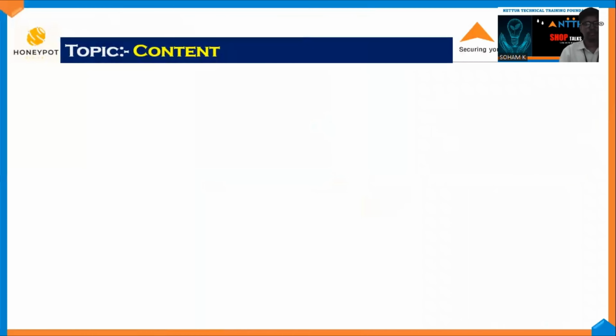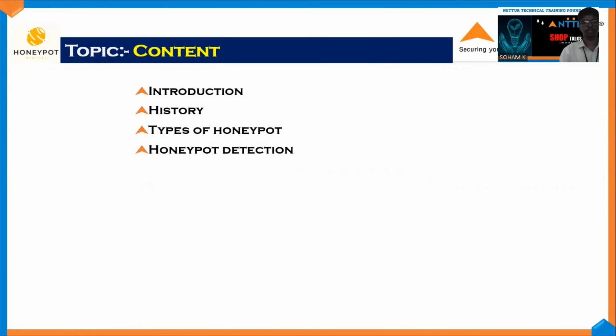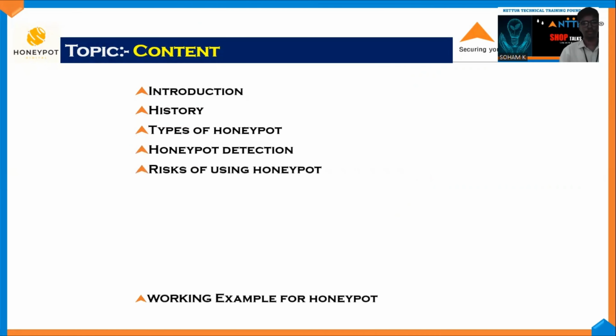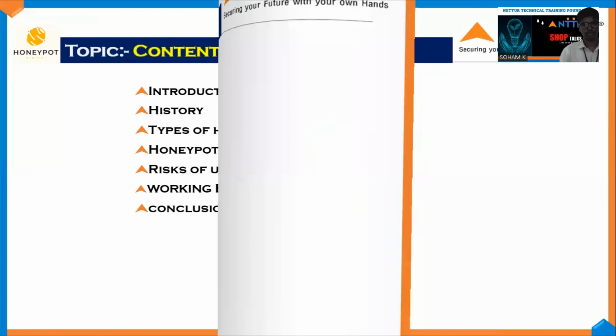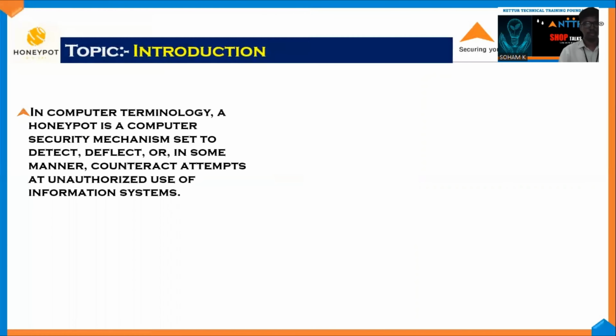So the contents of this shop talk are introduction, history, types of honeypot, detection, risk of using honeypot, working example for honeypot, and conclusion. So the first topic is introduction.